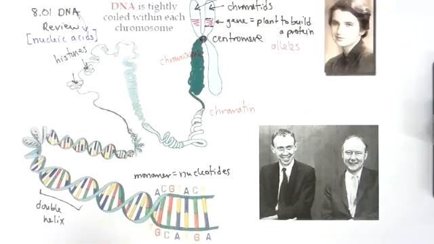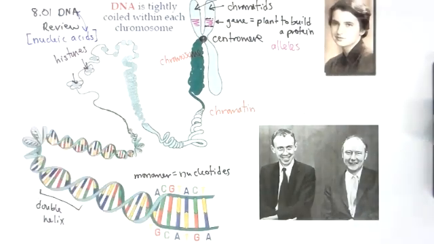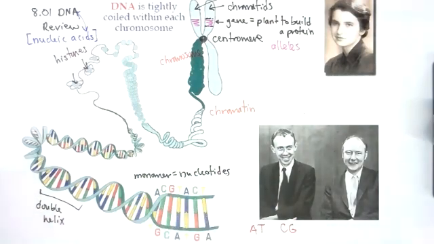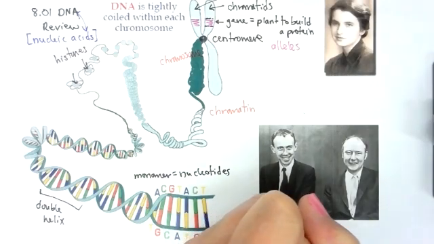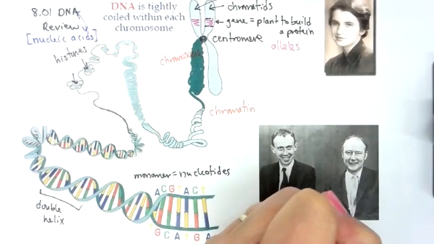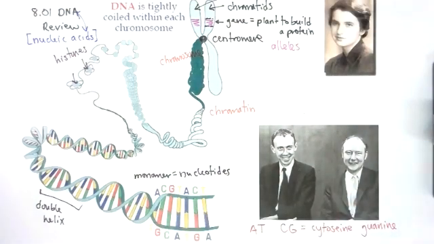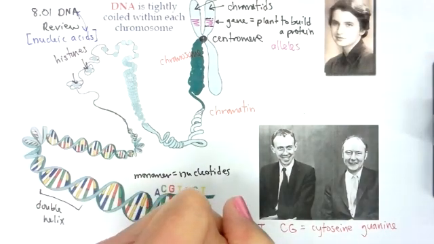Remember the CG. And we have a complementary pairing where adenine will only pair with thymine and guanine will only pair with cytosine. So we use the monomer CG to show that cytosine and guanine will pair, and adenine and thymine will pair.